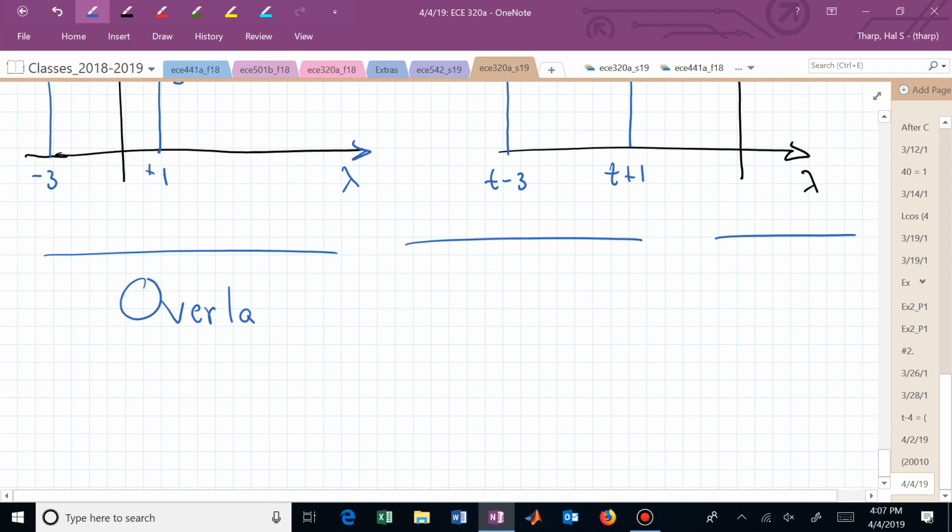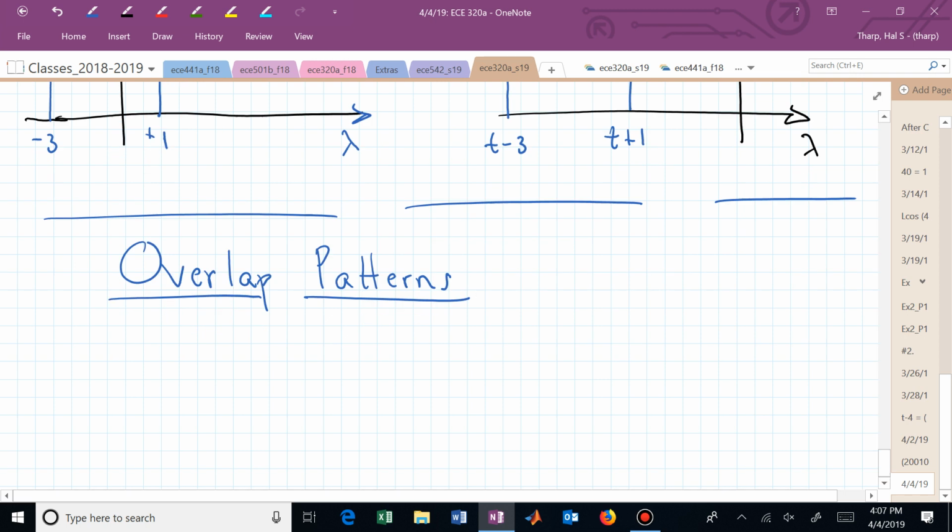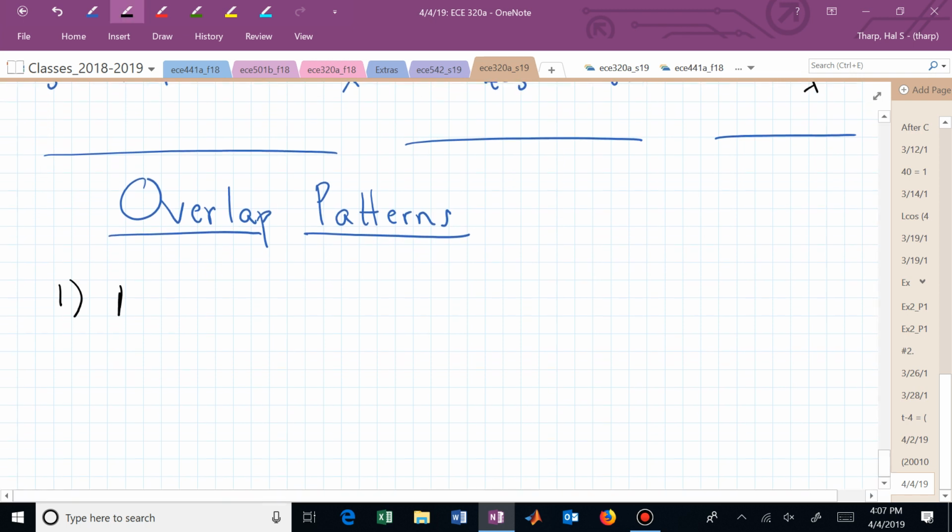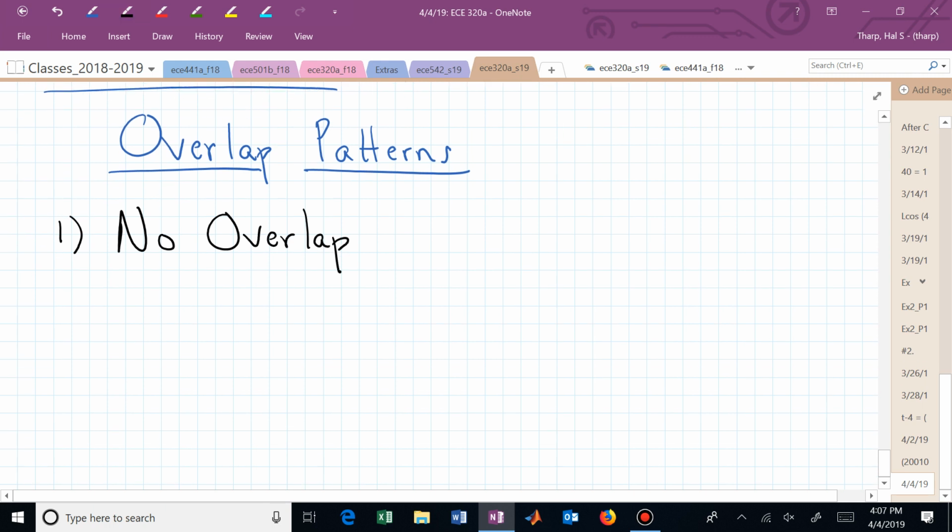So now what I'm going to do is look at particular overlap patterns. And the very first overlap pattern is actually no overlap. And by overlap, I don't mean that the waveforms themselves have to overlap. It's their interval of support that overlaps. So, no overlap of the support interval.